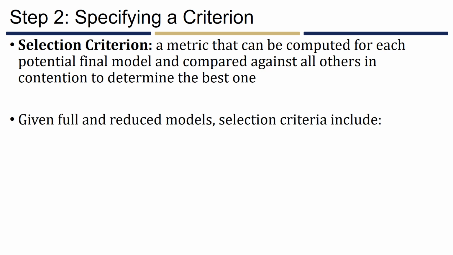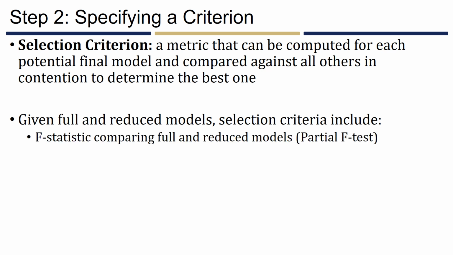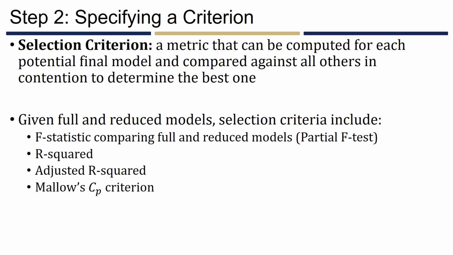Now, given your full and reduced models, there are several different selection criteria. One way that we can go about this would be to run partial f-tests or multiple partial f-tests. So the f statistic comparing the full and the reduced models would be one selection criterion. A second one would be the r-squared, and we've already looked at how we can use r-squared in order to decide upon what the best model is. 2 other new metrics that are a little bit more useful, though, are the adjusted r-squared and Mallows' Cp criterion.